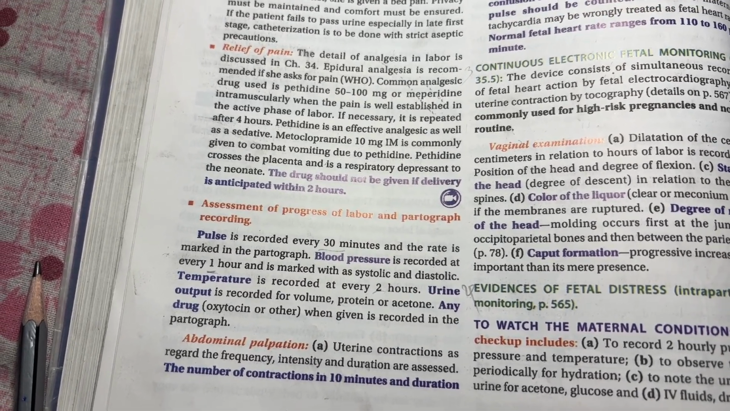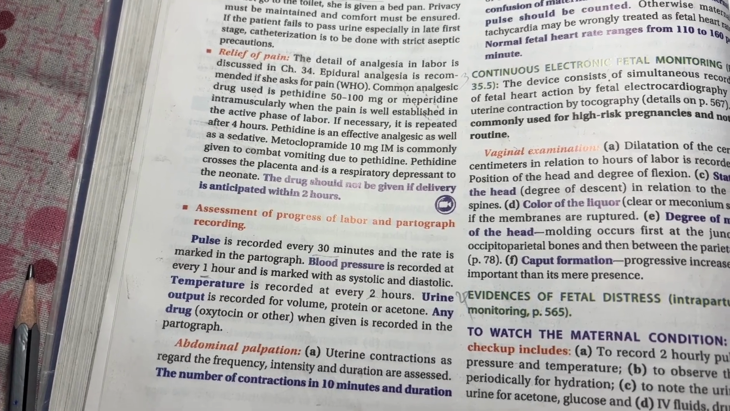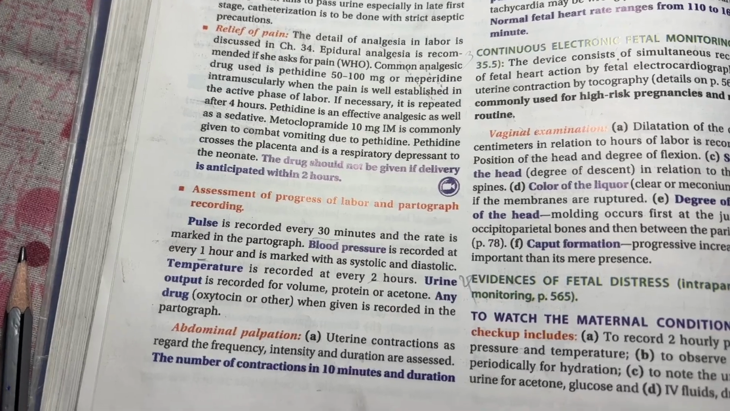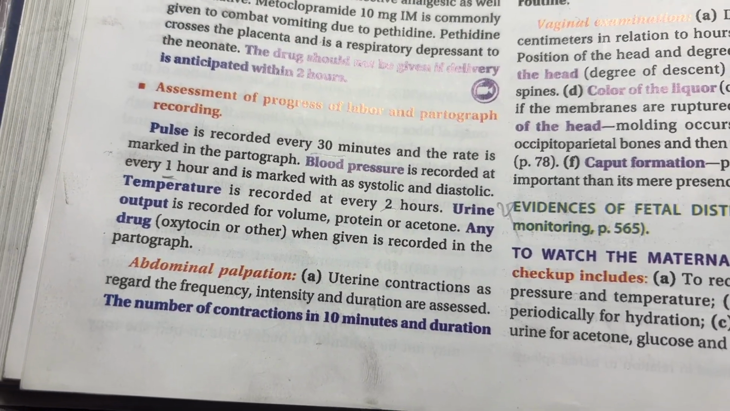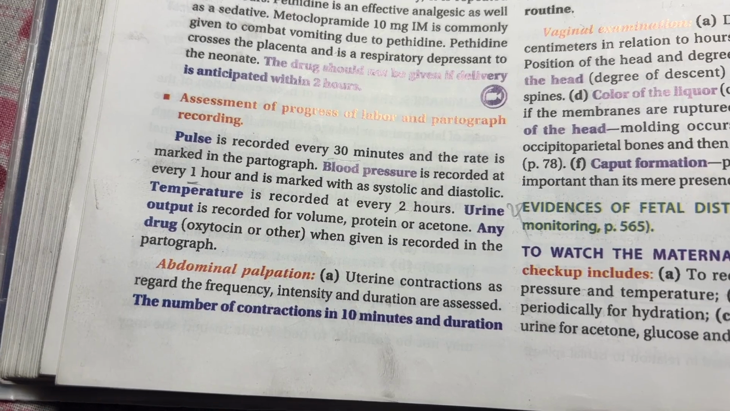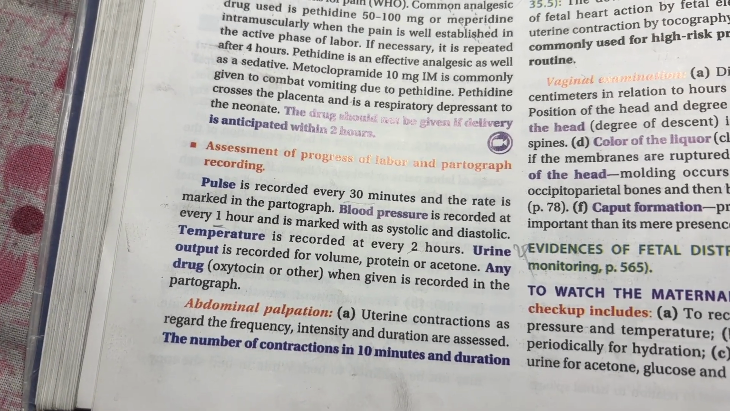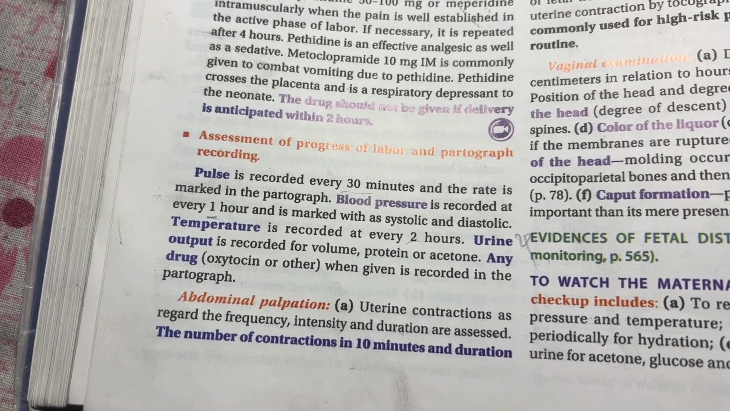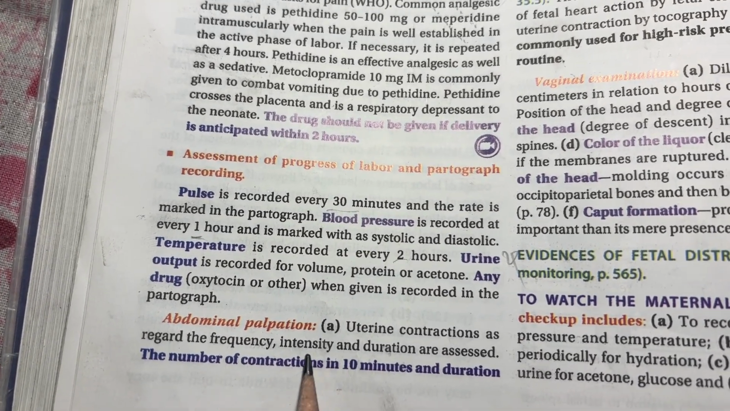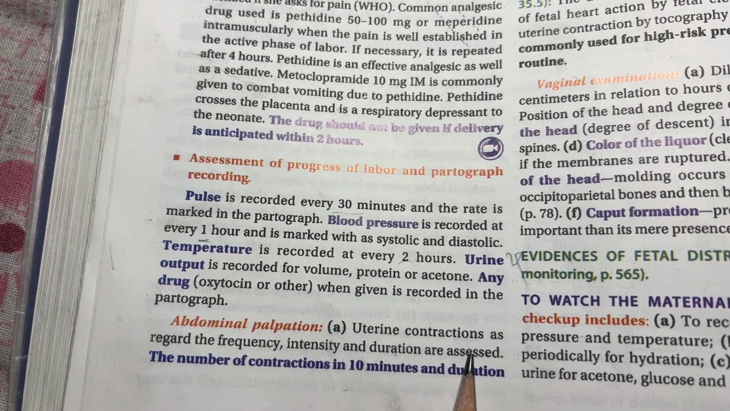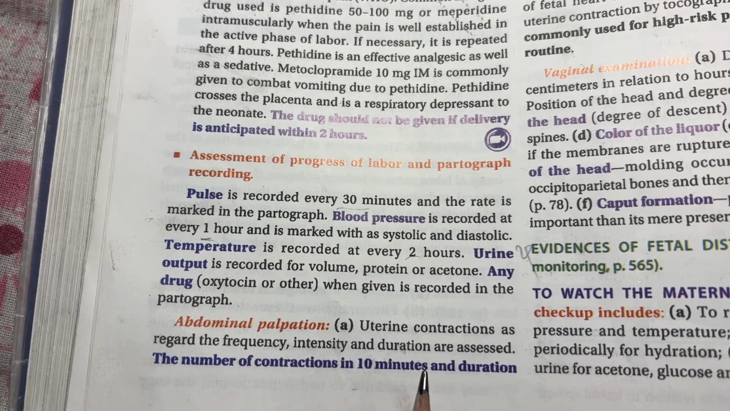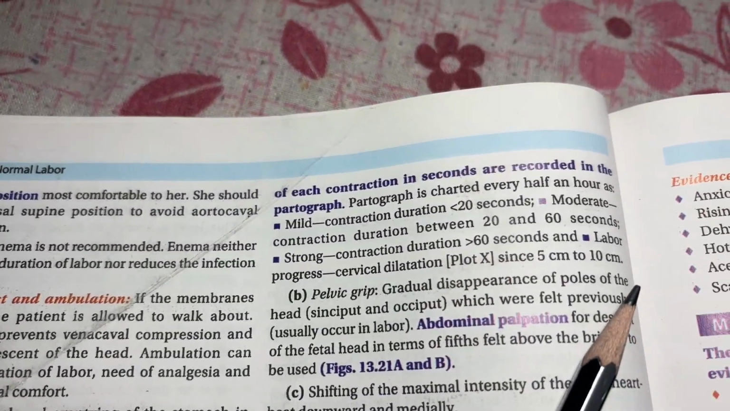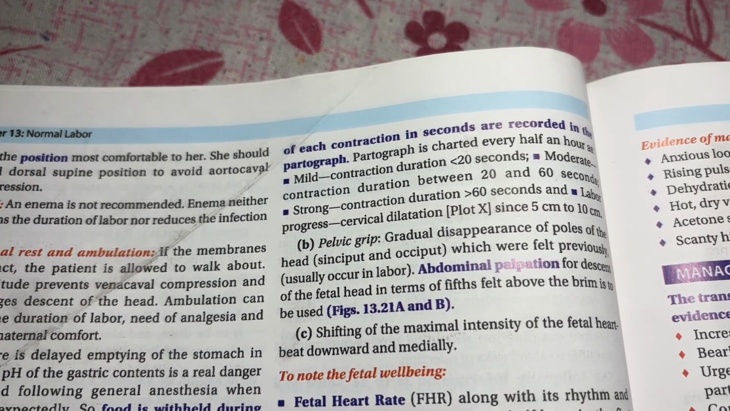For example, if any IV fluid or any analgesics are given to the mother, we have to mention that in the partograph. And then abdominal palpation. In abdominal palpation, we have to assess the uterine contractions as regards frequency, intensity, and duration. The number of contractions in 10 minutes and the duration of each contraction in seconds are recorded in the partograph. So these are the things we have to record.